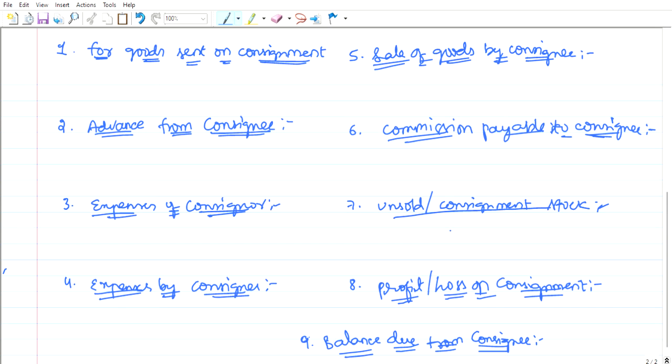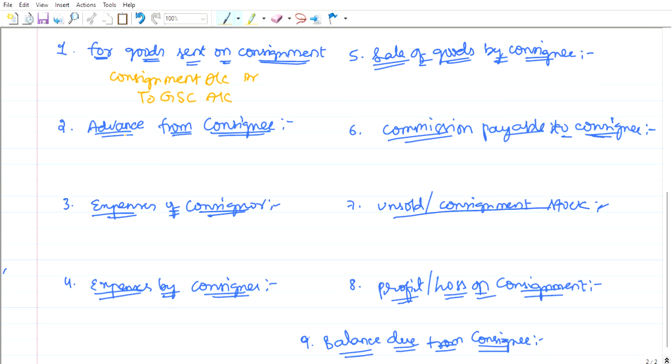So these are the entries which we will be recording in the books of consignor. These are the transactions which we can record in the books of consignor. Let us go for taking the journal entries. For goods sent on consignment, it is like an expenditure. Any expenses incurred by consignor and consignee, we will be debiting the consignment account. So the entry is: consignment account debit to goods sent on consignment account.